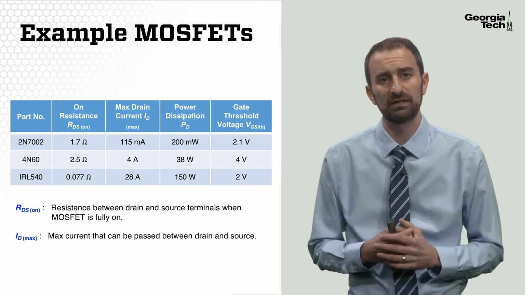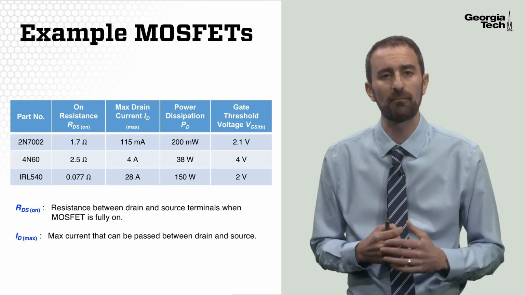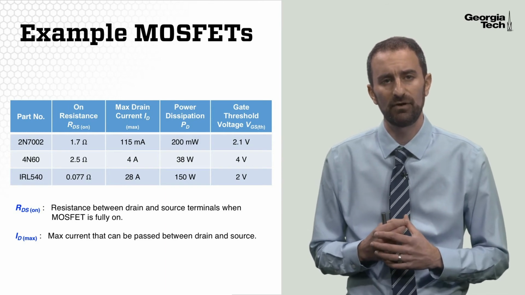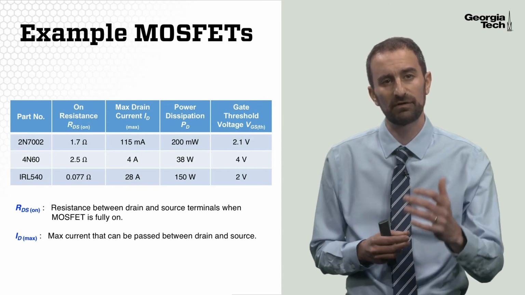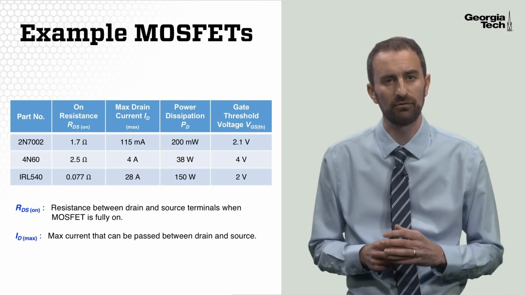As we start to look at the other MOSFETs, we can see we have a 4 amp maximum and a much higher current maximum for the third MOSFET, and these MOSFETs are really designed for high power loads like motors.